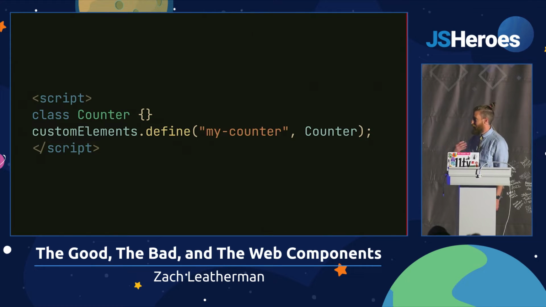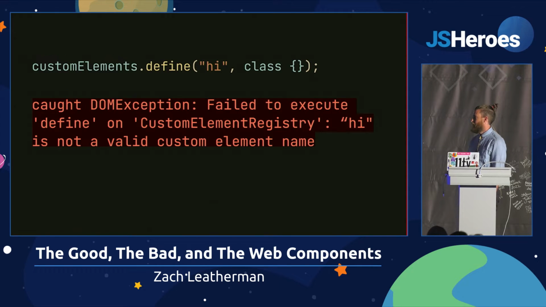So if you want to add interactivity to it, you would use the custom elements registry to define what our custom element tag name is, and we can pass a class into it. There's a few sort of interesting limitations with this. You can't define custom element names that don't have a dash in them. And that's just to protect existing HTML elements from overrides.